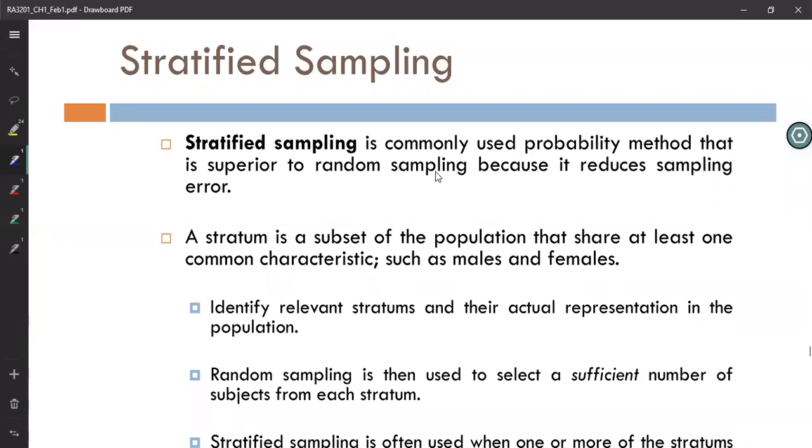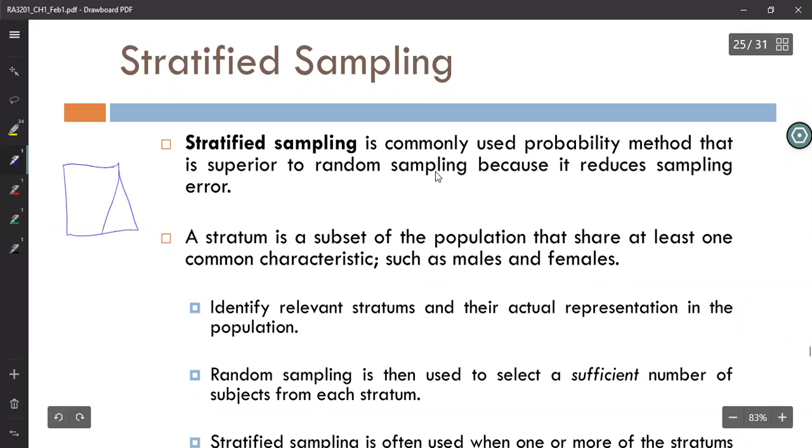So those different groups are called homogeneous. That means within the group, the subjects are common, their characteristics are common, homogeneous. But between groups, they are heterogeneous. That's very different between the two groups, like the males and females. So you call them strata. Okay, so here's your population.